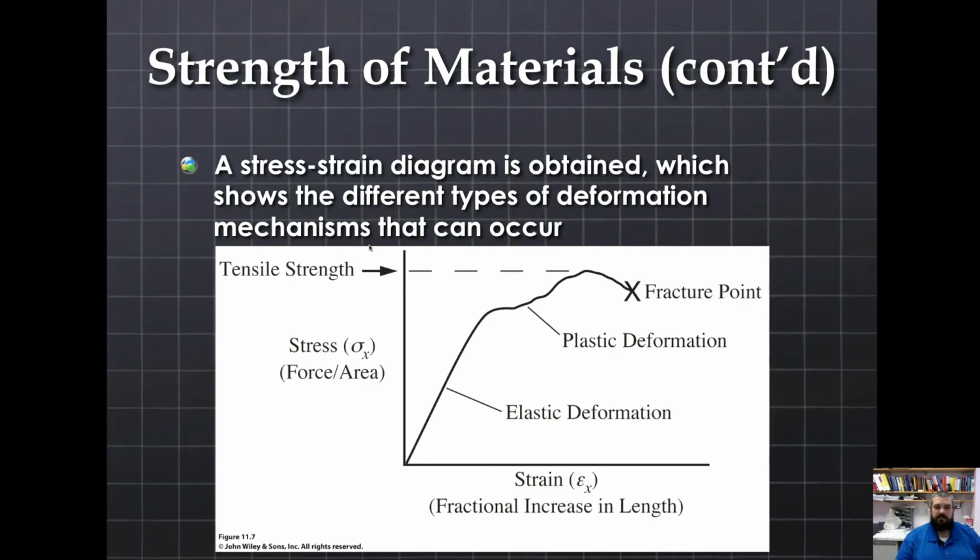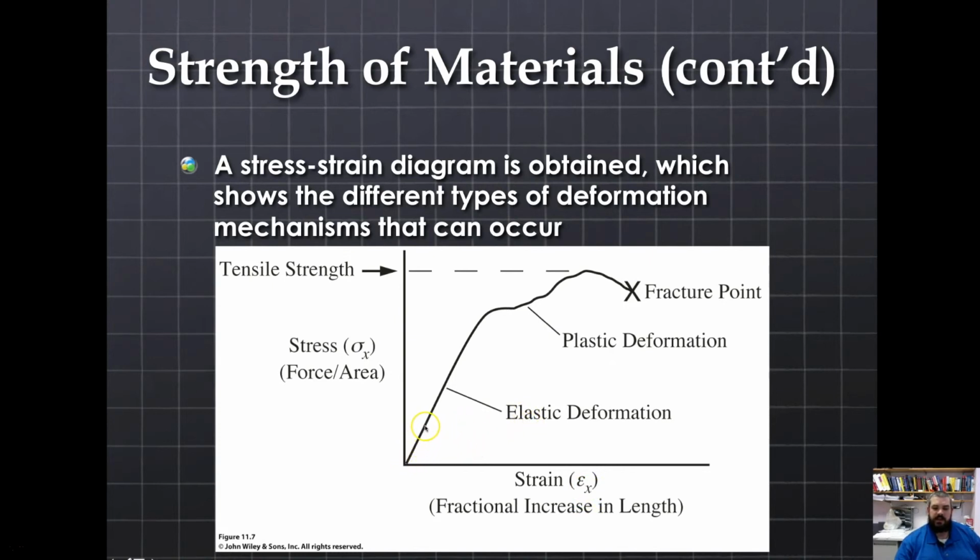So here's an example of a stress strain diagram. On the y-axis you have tensile strength, which is the stress, measured as the force per unit area. On the x-axis is strain, which is the fractional increase in length, or just the change in length over the original length. As you can see, there are a few regions here.